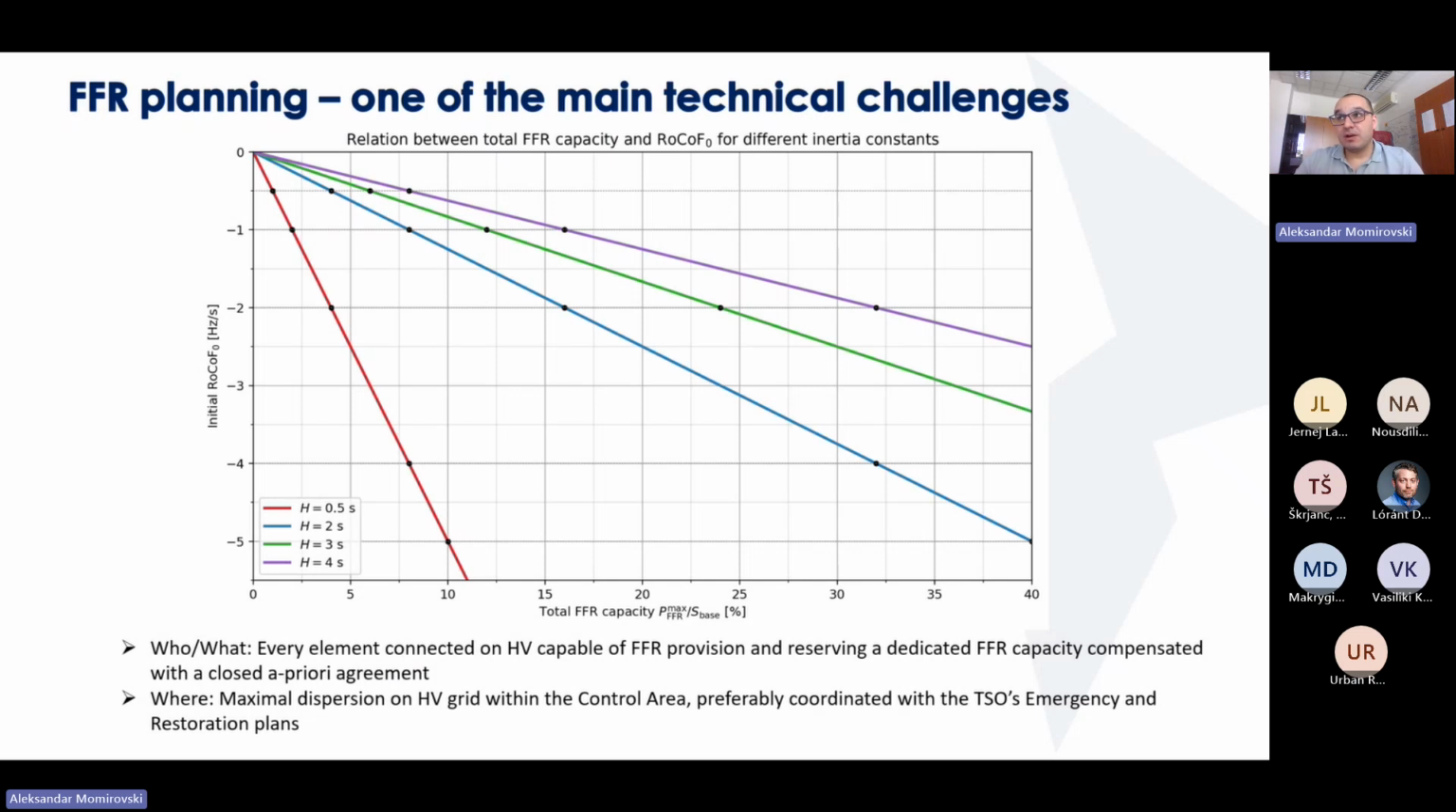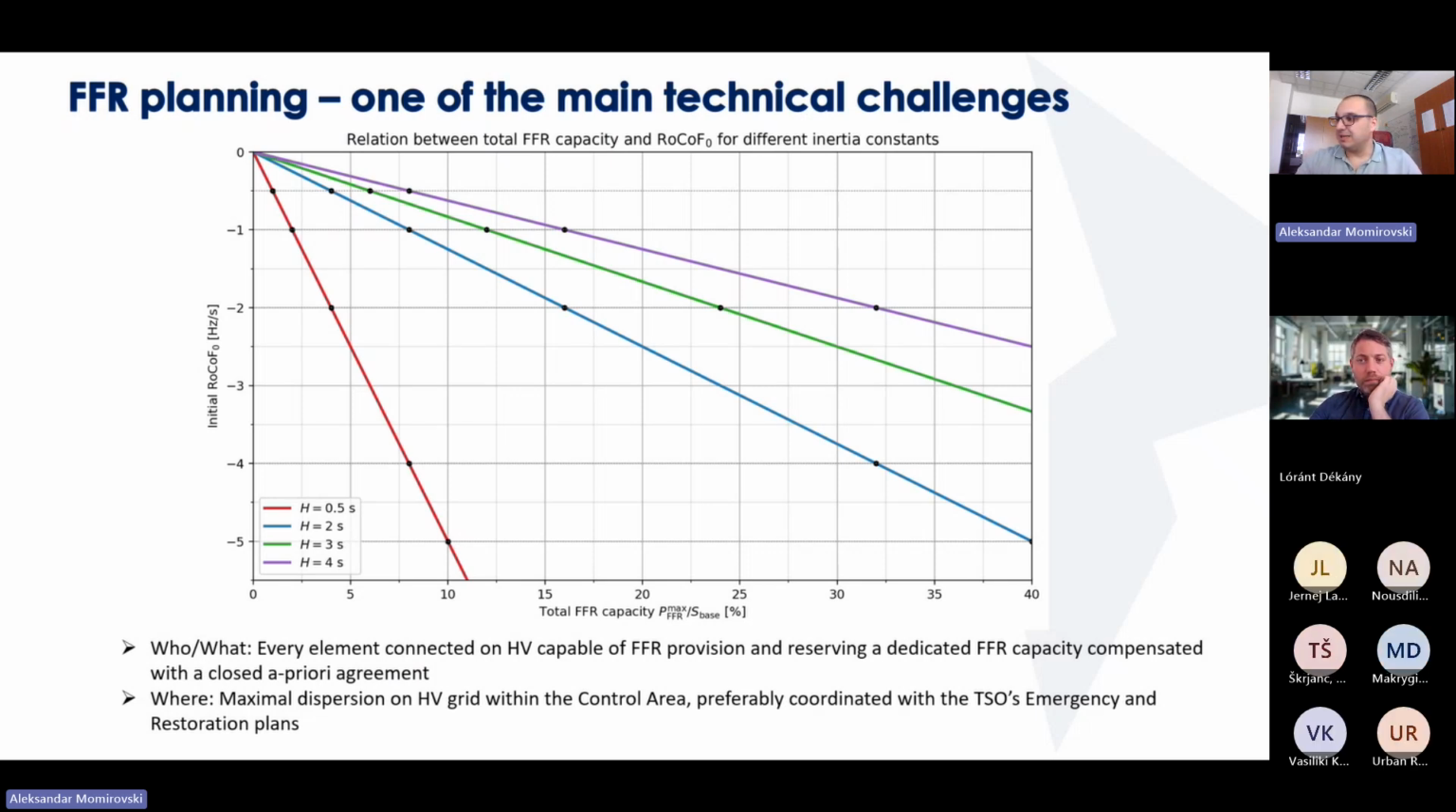And regarding this planning, we really want to express the fact that maximal dispersion of these devices on the high-level grid within the control area or one country must be preferably coordinated with TSOs' emergency and restoration plans.